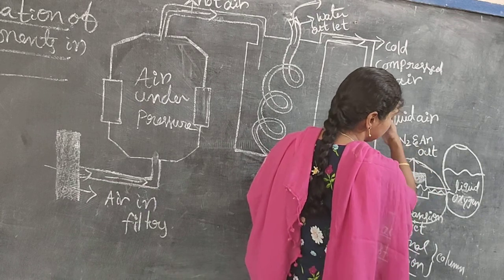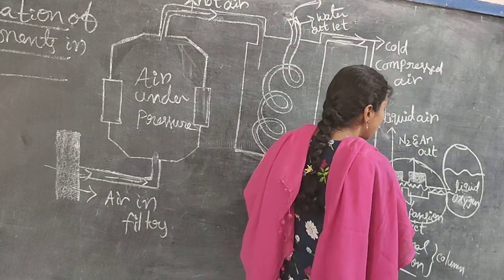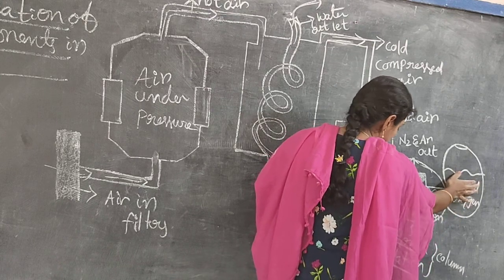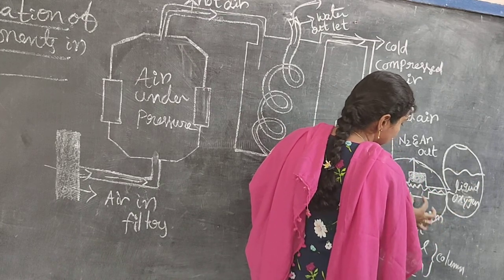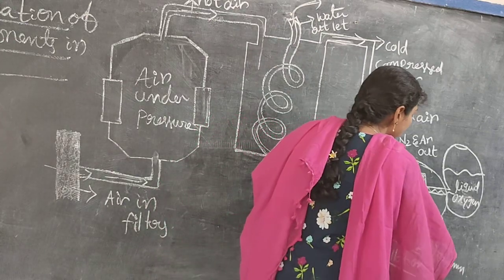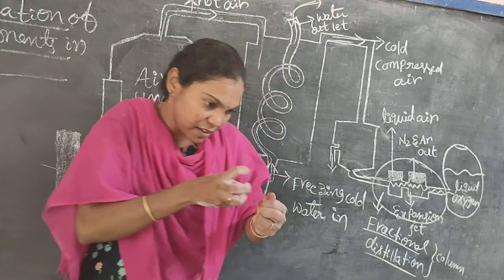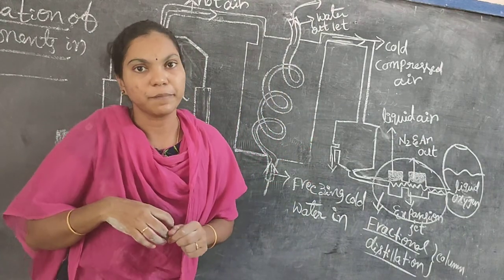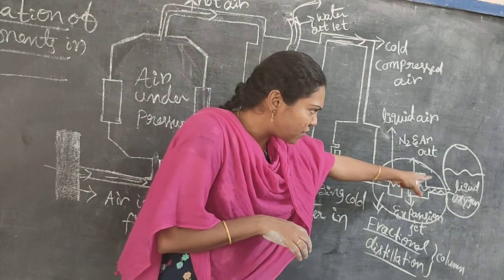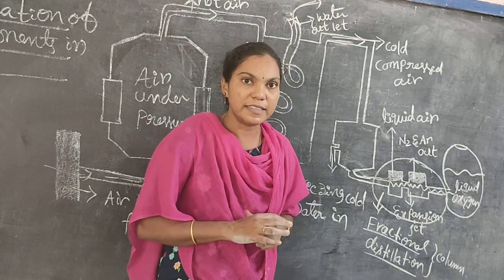Nitrogen and argon are removed from the air, so the remaining one is the liquid oxygen we get from this device. This is the expansion jet. Actually, compressed air is passed into the device. Here again the compressed air is expanded somewhat, and that expanded air is introduced into another device as liquid oxygen.